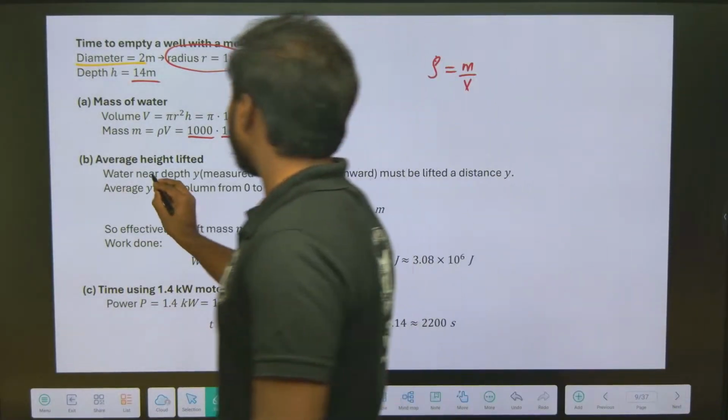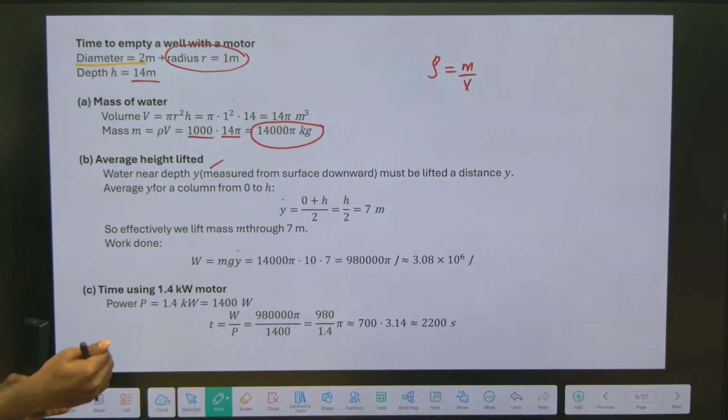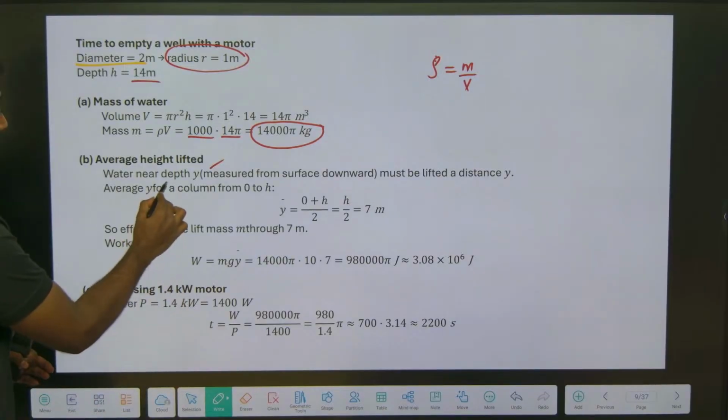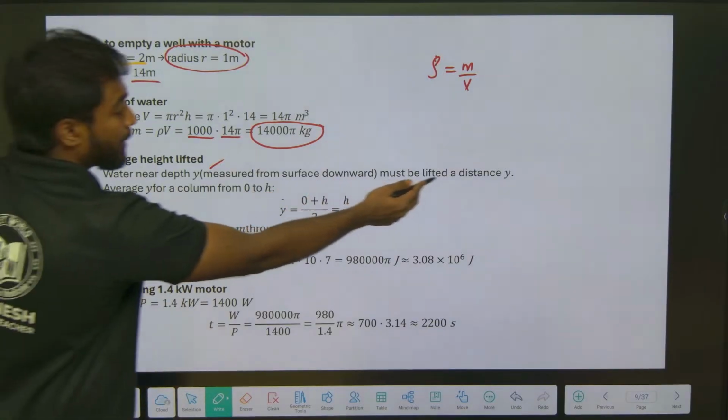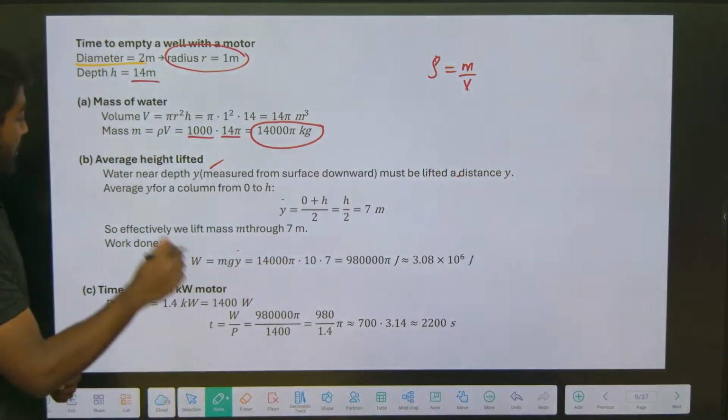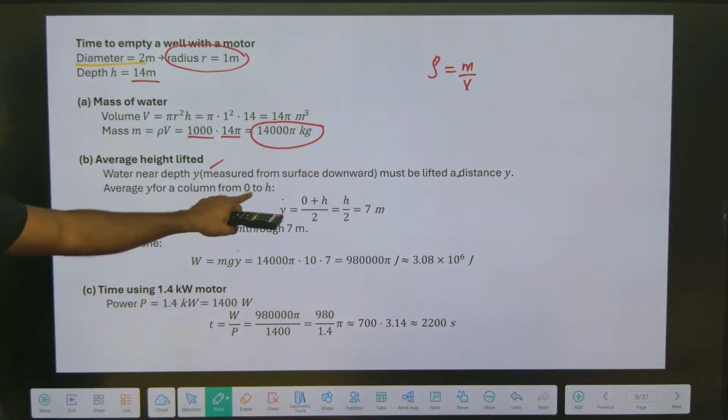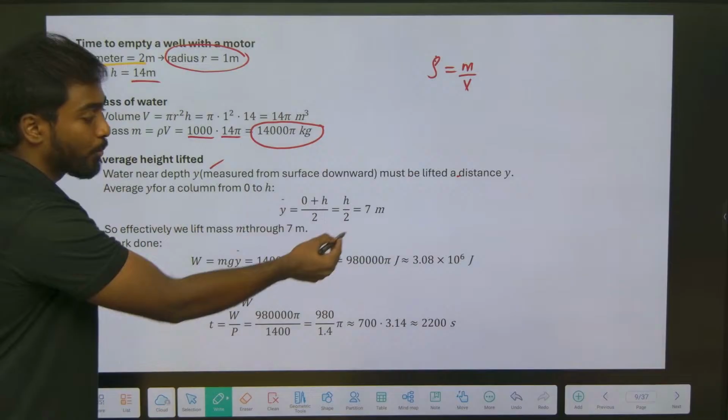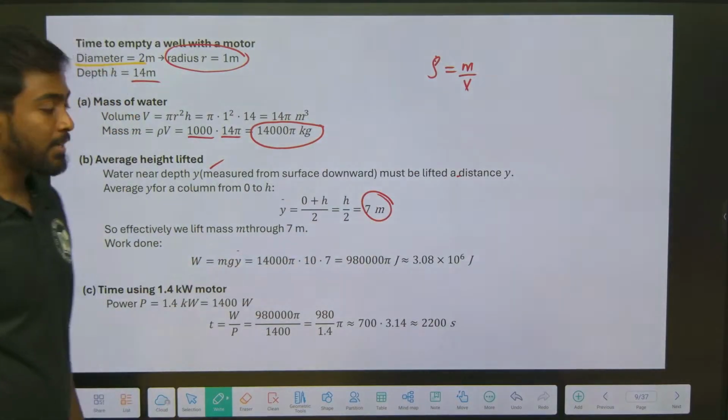Next thing, average height lifted. Water at depth must be lifted a distance y. So average y for the column from 0 to h will be (0 + h) by 2, which is nothing but 7 meter.